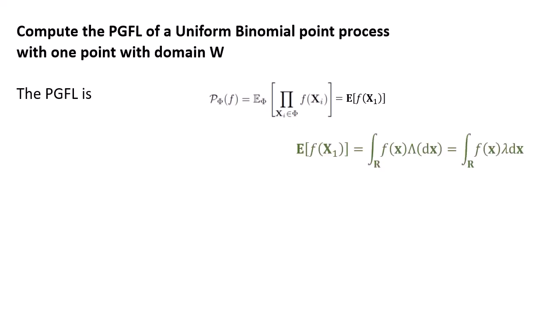Let us compute the PGFL of a uniform binomial point process with one point in domain W. So the PGFL is defined in the following format: you have to take a product over all points, compute f(x_i) and then take expectation. There is only one point, so there will not be any product. It's just one function f(x_i), so let's call it f(x_1). So what I am interested in is computing the expectation of f(x_1). Now this we have already computed in the past. E of f(x_1) is given as integration of f(x) lambda dx. So if I put that, that will be my PGFL.